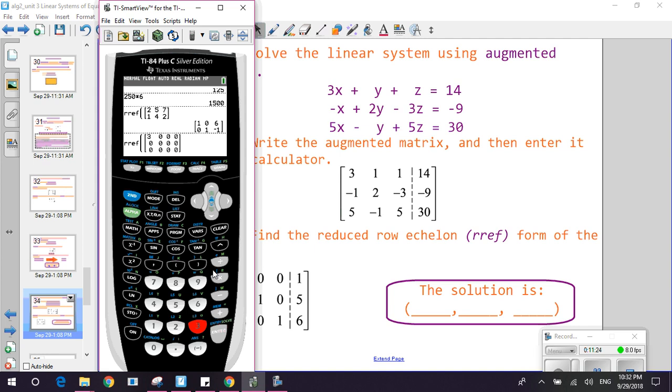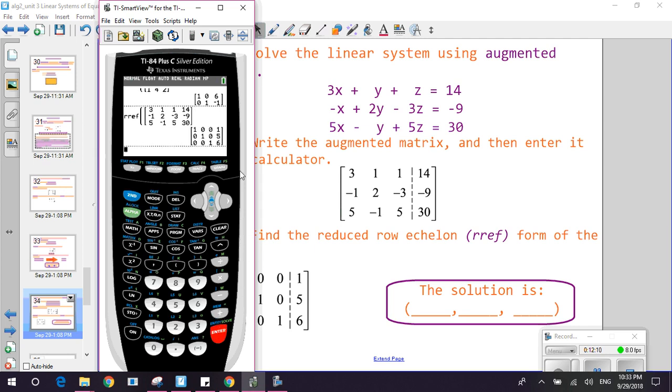3, 1, 1, 14, negative 1. Whoa, too many ones. Delete that one. 2, negative 3, negative 9. 5, negative 1, 5, and 30. Double check to make sure you've entered all the data properly before you hit enter so you get the right answer.